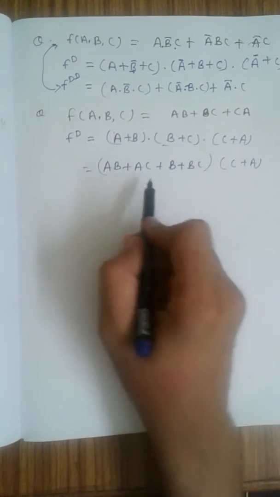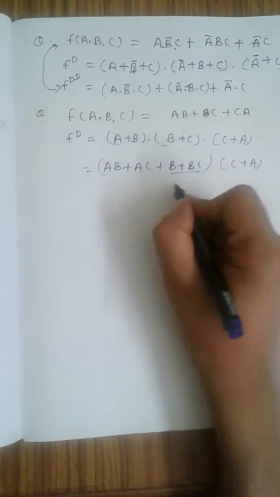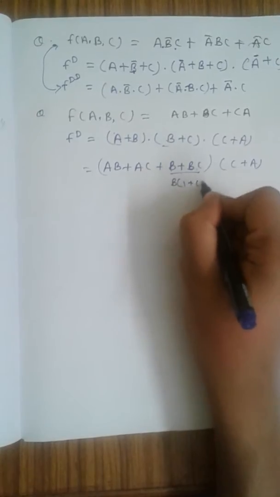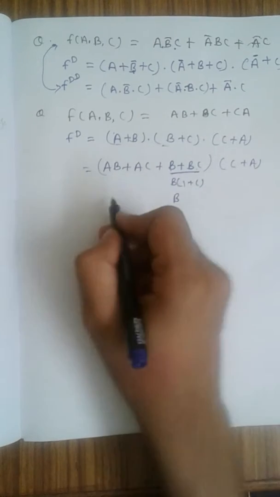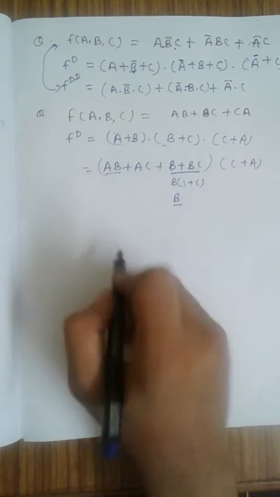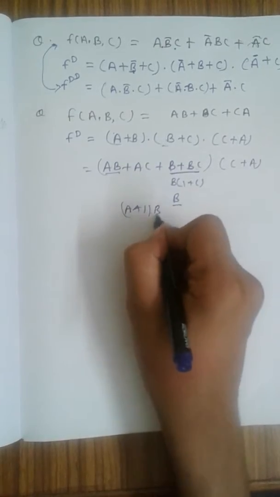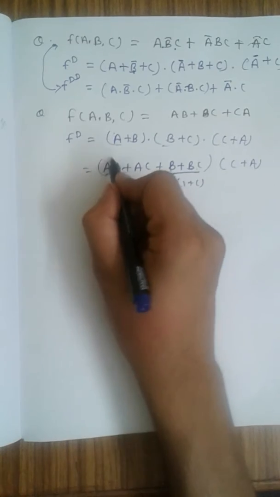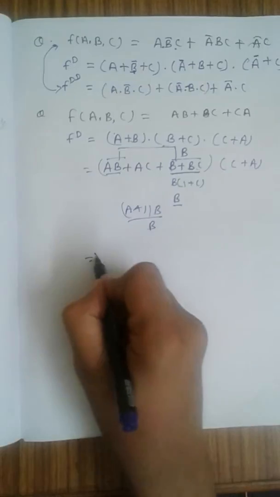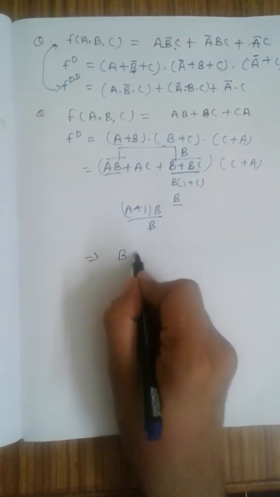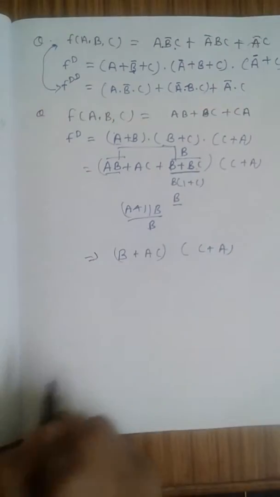So here if we take b common, this will be b into 1 plus c, and 1 plus c will be 1. So this whole will be b. If we take b common from a plus b into b, so a plus 1 into b, this will be b. So these three terms give us b only. So b plus ac, c plus a.